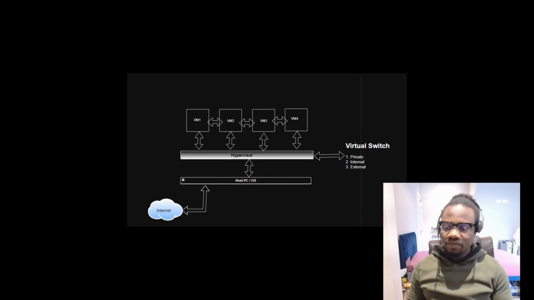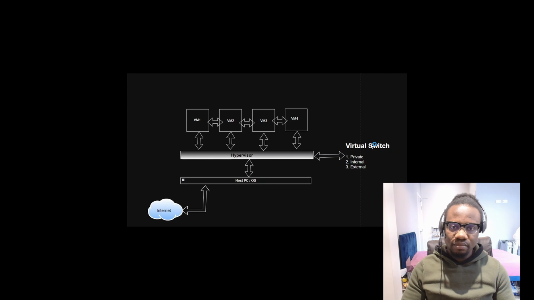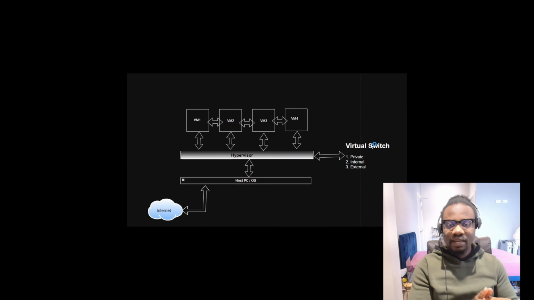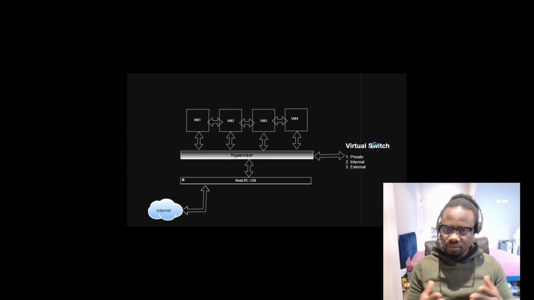All right, so virtual switches are basically adapters that allow communication between each of the VMs, or communication between the VM and the host, or the base operating system. Again, communication between these VMs, the host operating system, and then the external, which is the outside world, that is the internet. All right, so let me explain again.